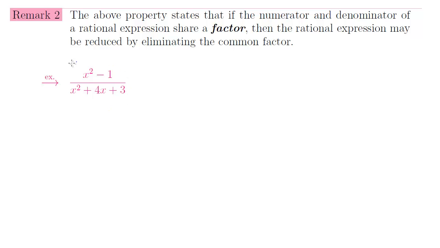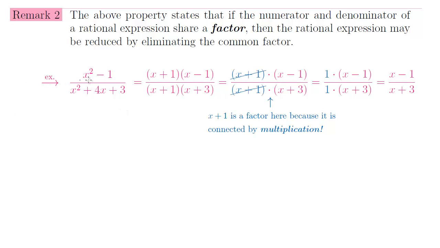So, if we want to reduce this rational expression, the first thing we have to do is factor the top and factor the bottom, and then see if there's any common factors that can be canceled. Our top can be factored using difference of squares. That gives us x plus 1 times x minus 1. And our denominator can be factored as x plus 1 times x plus 3. Now observe, we have a product, 2 factors in the numerator, and a product, 2 factors in the denominator.